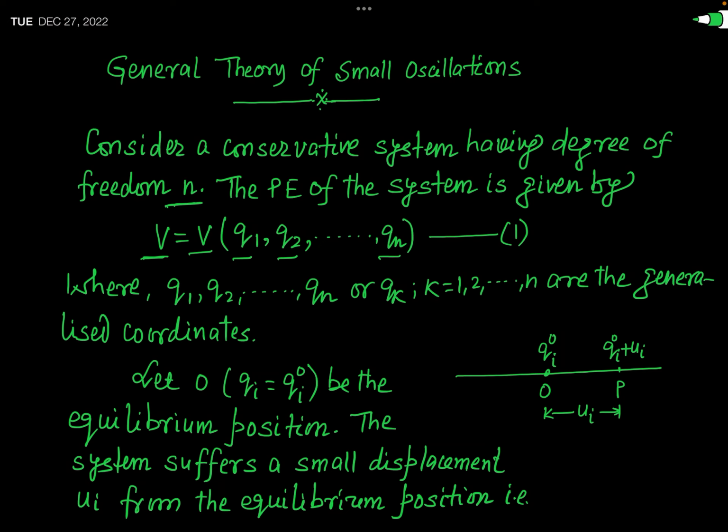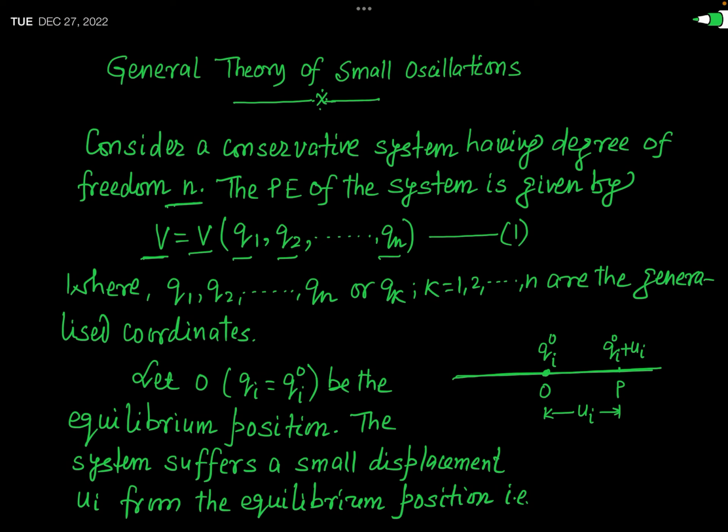Now, as you know, oscillation always takes place about the equilibrium position. Okay. And we are talking about small oscillation, so definitely the system must be given a small displacement from the equilibrium position. So let us see this figure. In fact, consider that the oscillation takes place on this straight line, and this point O, whose coordinate has been shown by the symbol qi0. This qi0 is the generalized coordinate at the position O, which is actually the equilibrium position of our system.